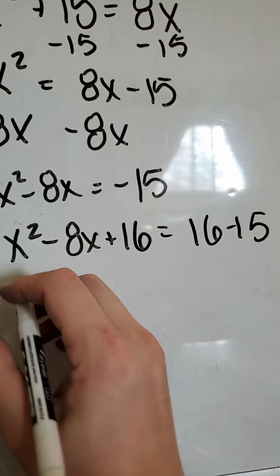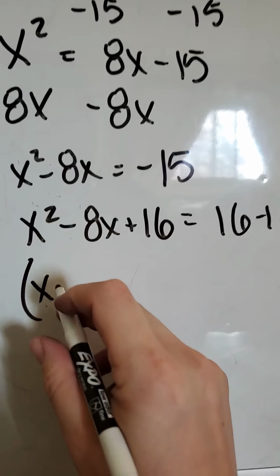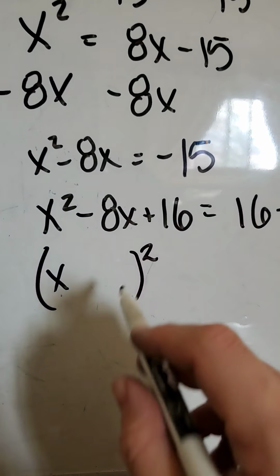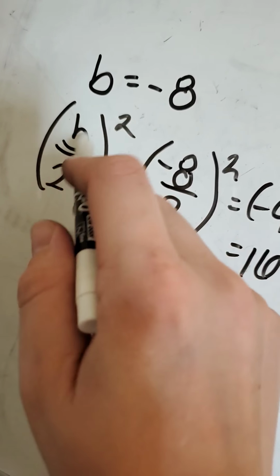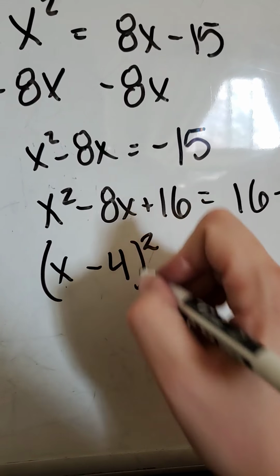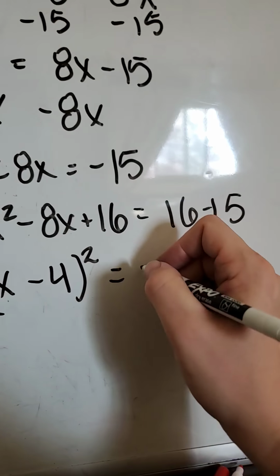All right, now remember this thing, in order to complete my little perfect square here that I made, the thing I want to put here is that b over 2. It's b over 2 before I squared it, and that was negative 4. So this is x minus 4 squared equals 16 minus 15, which is 1.